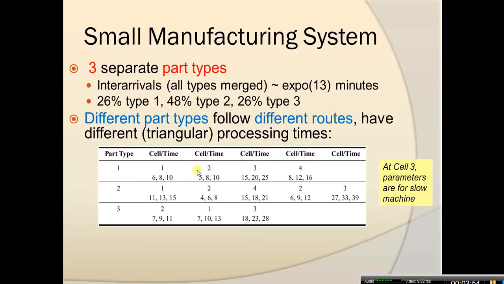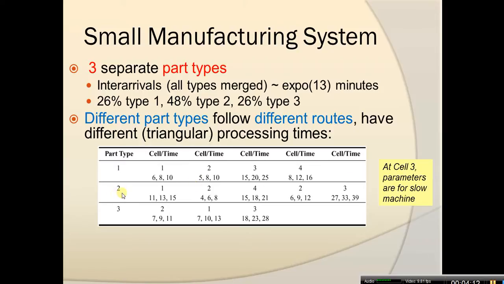Then, after being processed in cell 1, the next station for part type 1 is cell 2, and then cell 3, and then cell 4. And after that, part 1 exits the system.